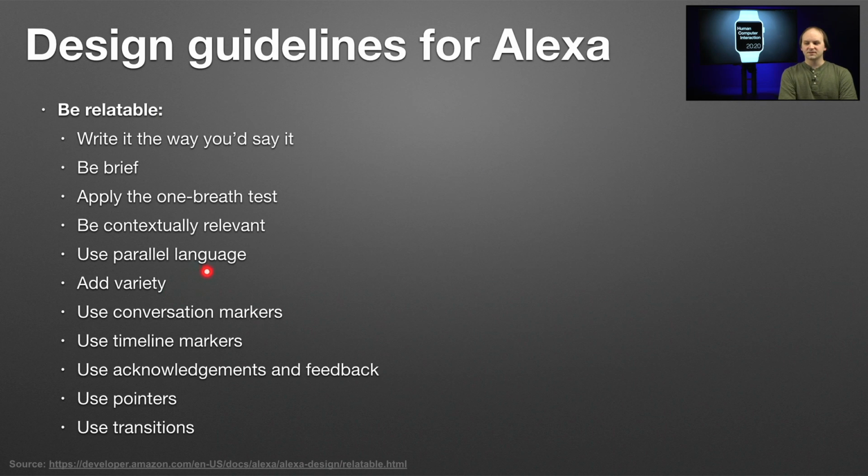Variation is really important in these systems. Users don't like things that are super repetitive when it's conversational. It's a little different in a visual interface, where consistency matters, but it's different for voice. So you want to have a variety of ways of saying the same thing, especially if you need to repeat things. Again, these conversation markers, timeline markers, pointers, and transitions are all about keeping context during the verbal interaction, and that's really important for voice assistants.